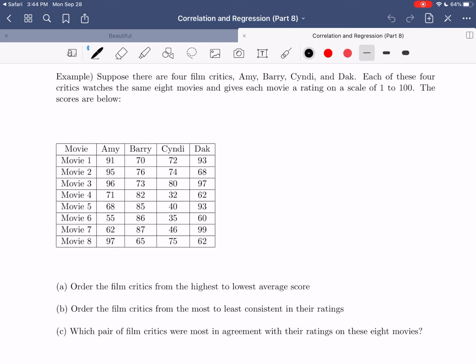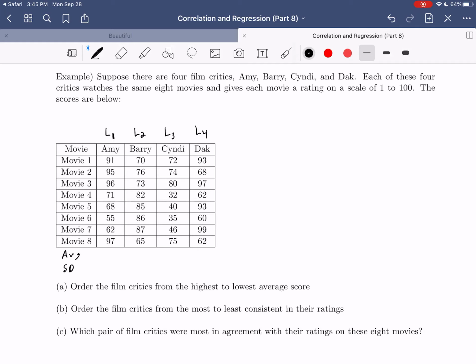But let's first get this data into our calculator, into some lists, so that we can do these calculations. So we'll keep it easy. We'll put Amy into L1, all of Barry's data into L2, Cindy into L3, and Dak into L4. So we'll get all 4 reviewers into their own lists. We'll also add onto the bottom of this table a little row for their average and for their standard deviation. So let's go ahead and get this data in.